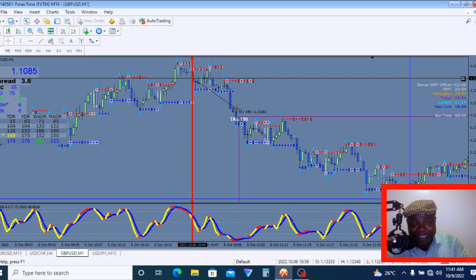Now we are going to count 75 or 76 candles. We are still on 70, 71, and now we are on 77. So this is 75, and this is 76. So this is how the trading goes. Are you getting the point now?